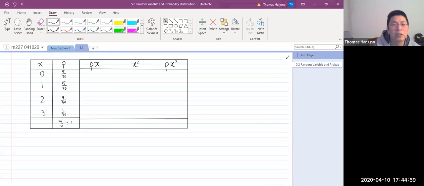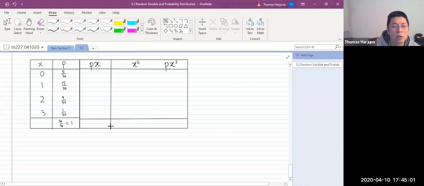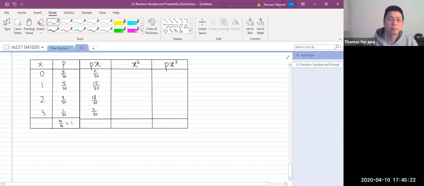Now, the reason it is easier to deal with them with fractions, because when you multiply by a fraction, you just multiply by the denominator, at least for now. So here this will be 0 over 30, 15 over 30, 18 over 30, 3 over 30. You see what I mean? Then the total there will give us the expected value, and so on and so forth.